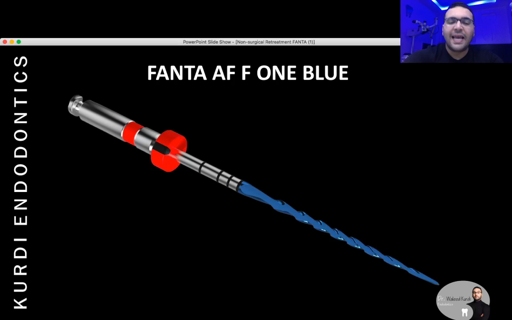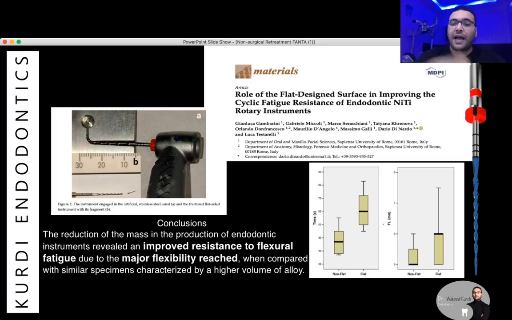These files are really great in retreatment and in removing the gutta-percha in curved canals or even in straight canals. Why? Because simply they have this flat side design, and this flat side design is very helpful in removing the gutta-percha and giving space for the gutta-percha, the debris, or whatever is inside the canal to be pushed out, not pushed in deeper inside the canal.